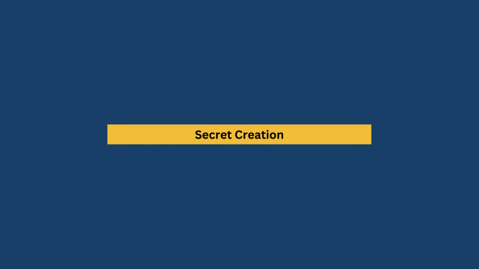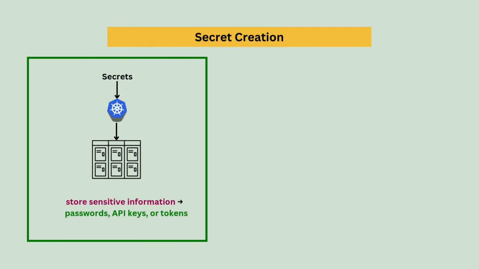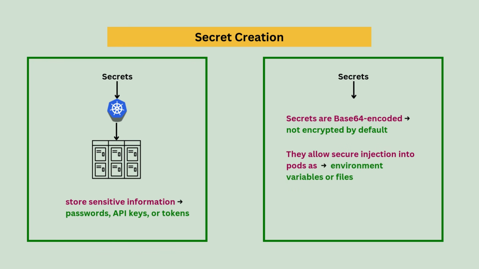Moving on with our next topic, secret creation. A secret in Kubernetes is a way to store sensitive information like passwords, API keys, or tokens. Unlike config maps, secrets are base64 encoded, not encrypted by default. They allow secure injection into pods as environment variables or files. It also helps you avoid hard coding sensitive data into your images or code.